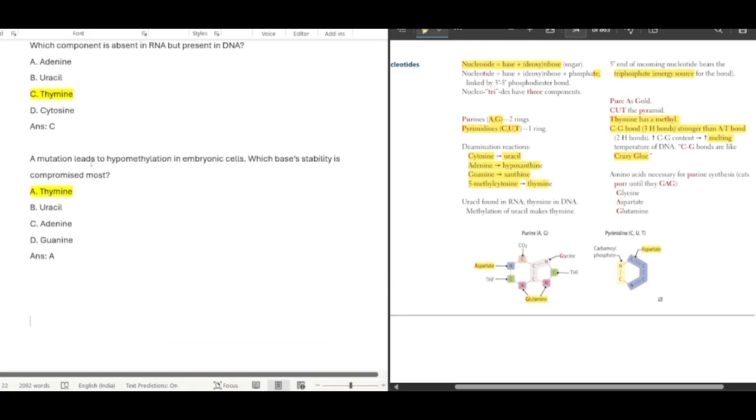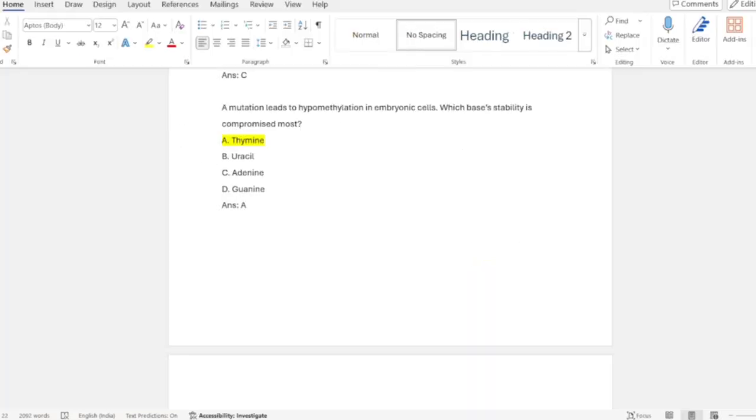A mutation leads to hypomethylation in embryonic cells. Which base stability is compromised? Thymine has a methyl group, and they have mentioned hypomethylation. So the only pyrimidine with a methyl group is thymine. Hence the answer to this question is thymine.